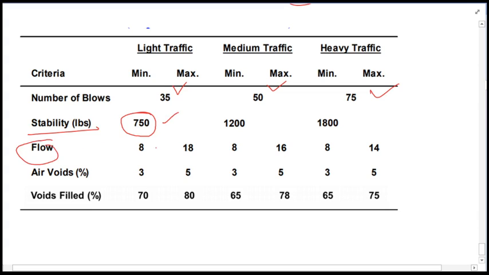The flow value, if you find it is within this range, then you will take the mix design as satisfactory. And the air void, if it is within this range, again satisfactory, and the voids filled, if it is like this, will again be satisfactory.